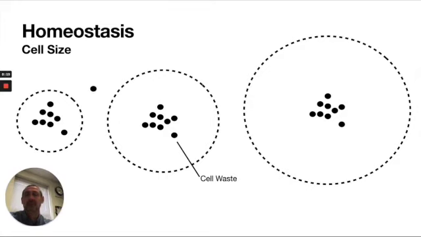So there's our molecule diffusing. Notice in cell 2 it will diffuse equally as far, and in cell 3 it will diffuse equally as far. But only in cell 1, the small cell, was the waste product able to diffuse out of the cell.